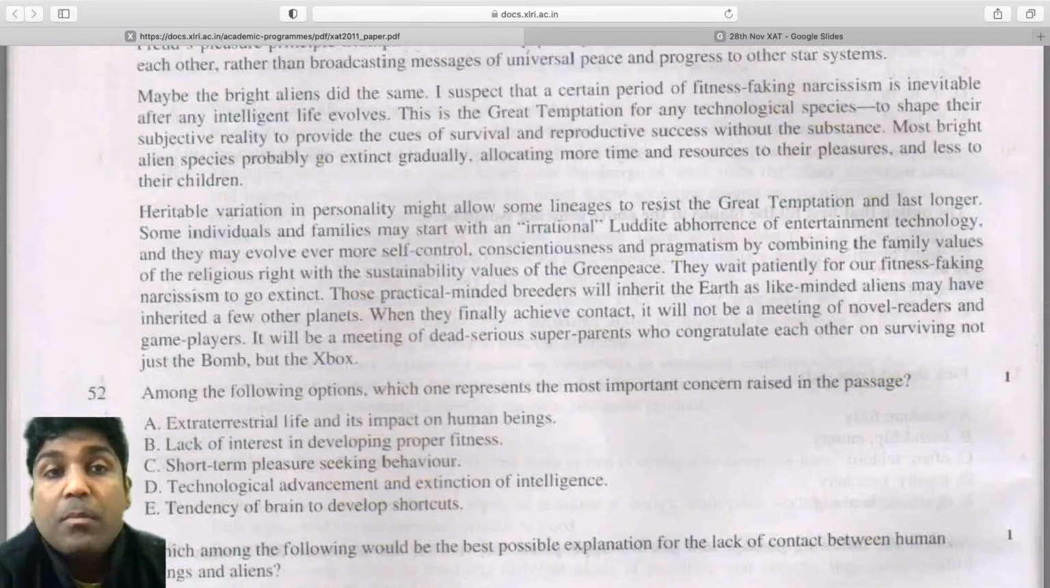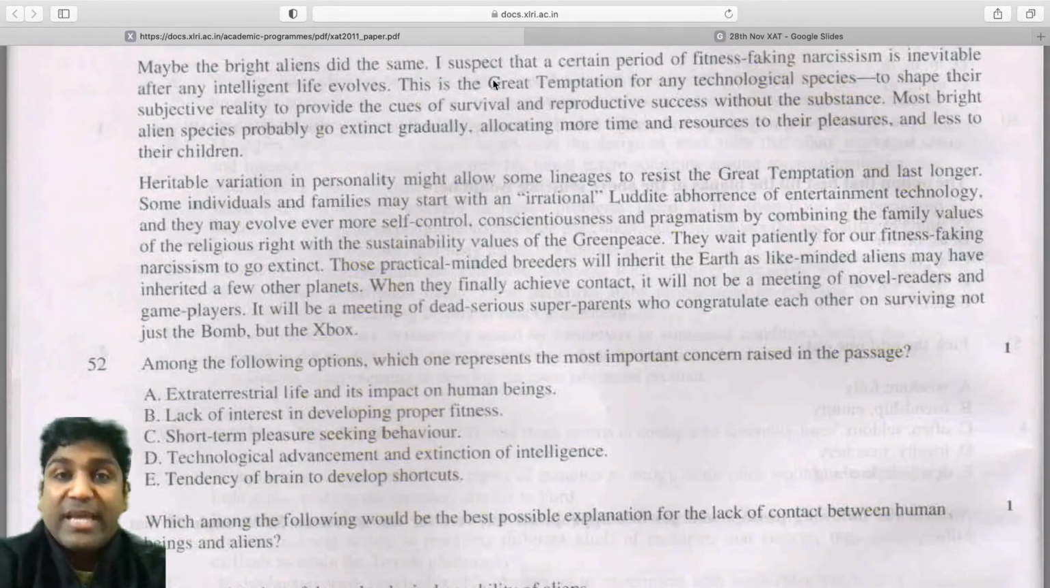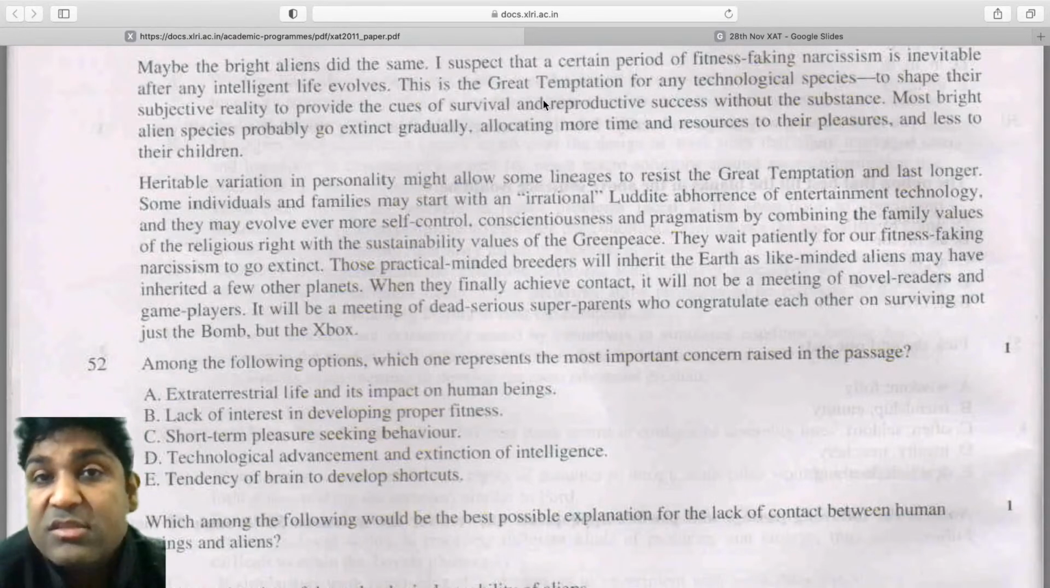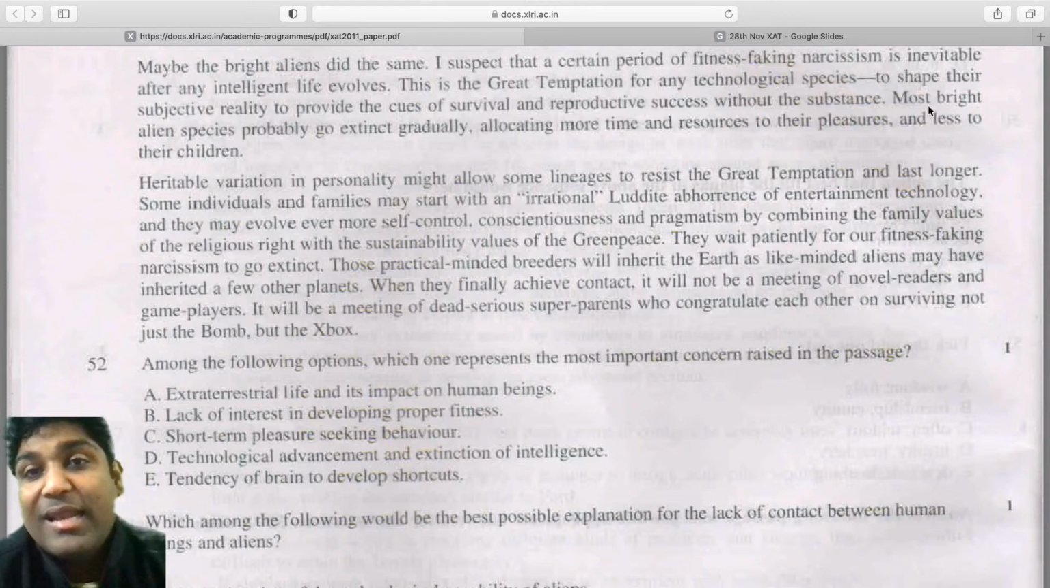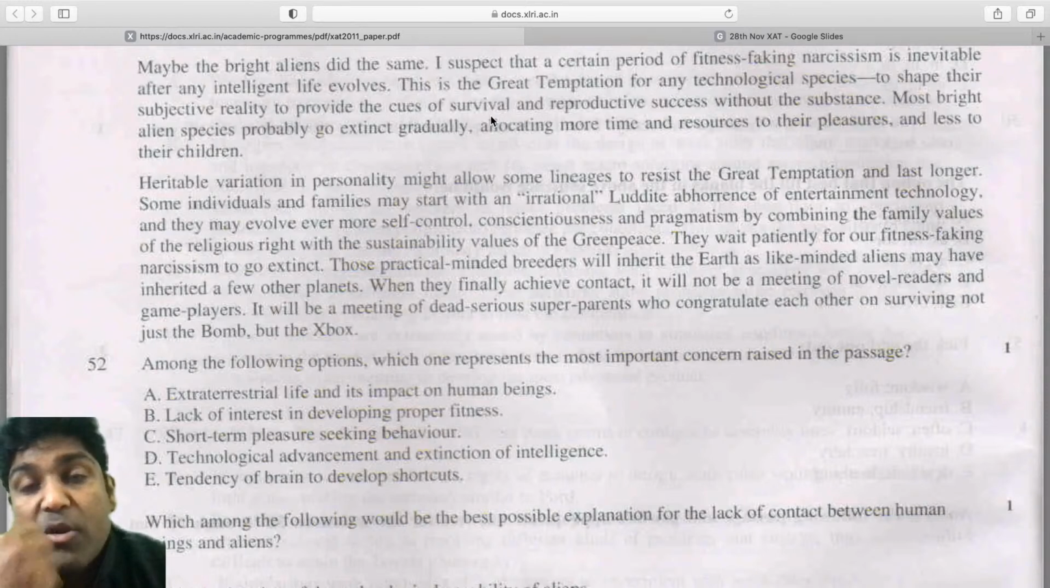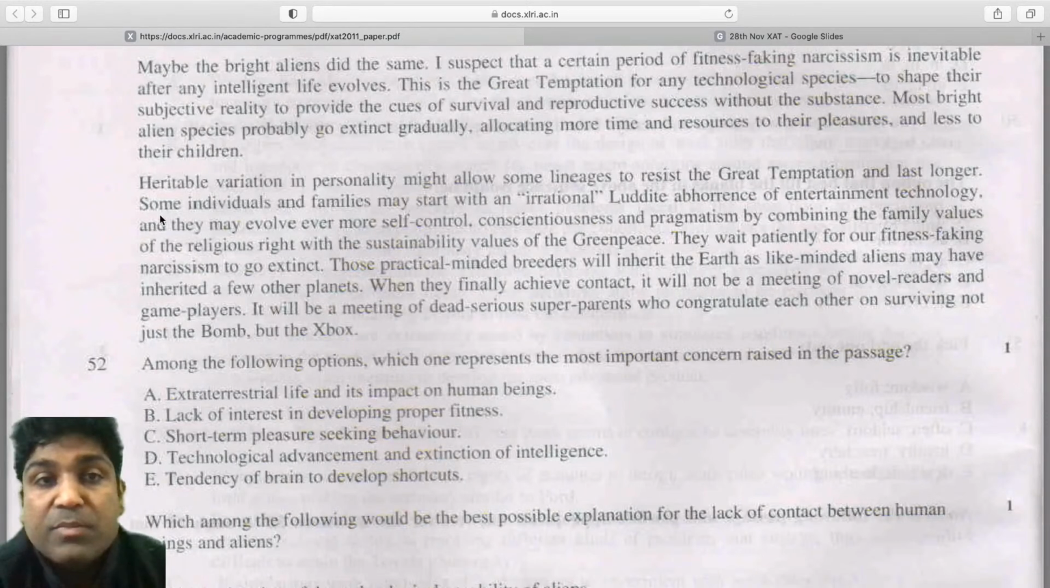Okay, maybe bright aliens did the same. I suspect there is a certain period of fitness-faking narcissism that is inevitable after any intelligent life evolves. This is the great temptation for any technological species: to shape their subjective reality, to provide the cues of survival and reproductive success without substance. Most bright alien species probably go extinct gradually, allocating more time and resources to the pleasures and less to the children.